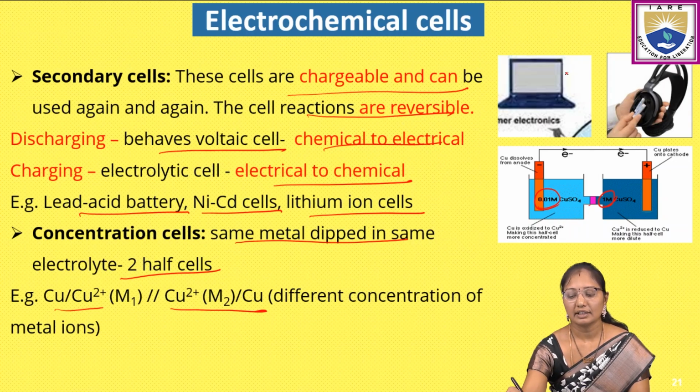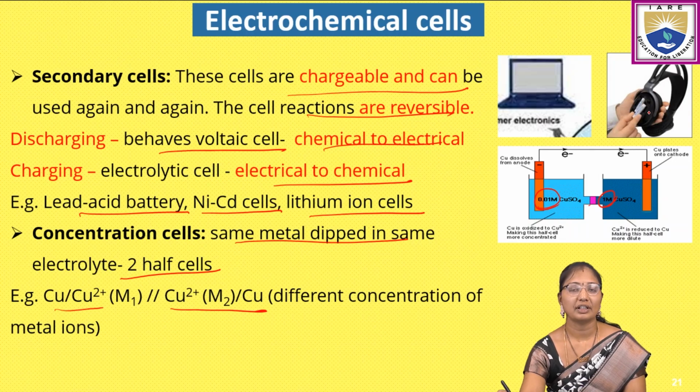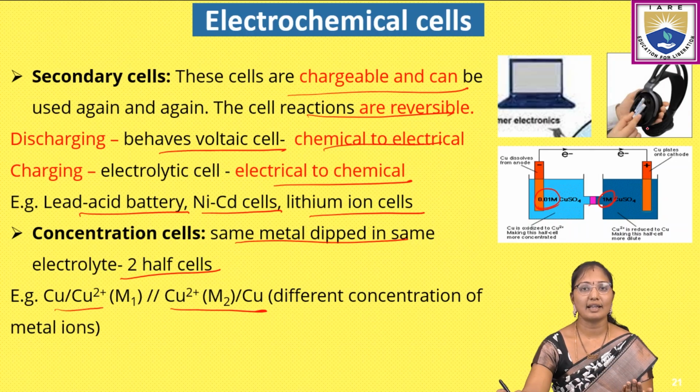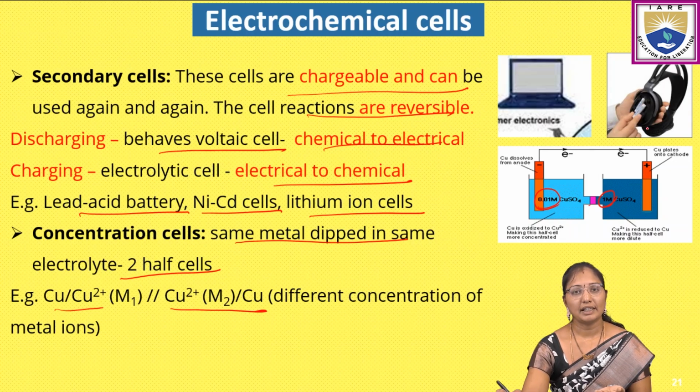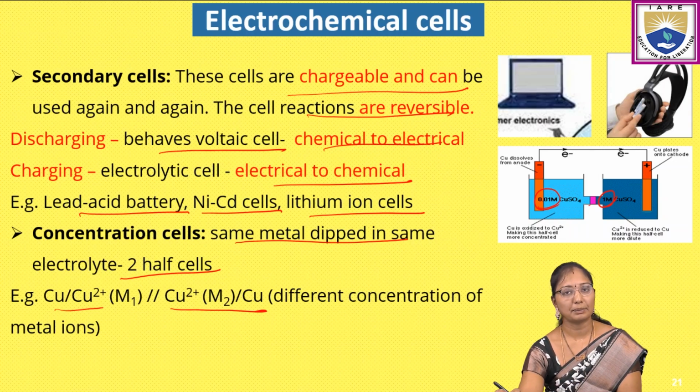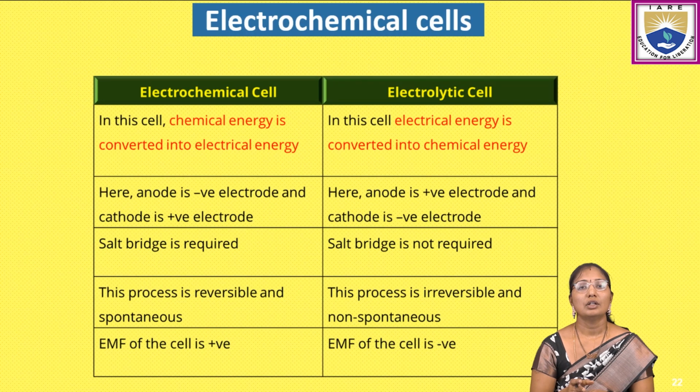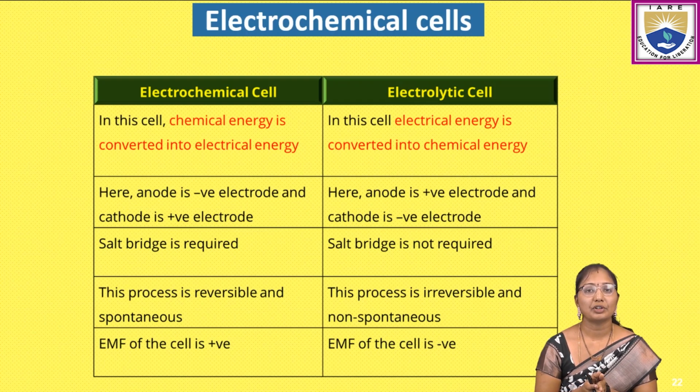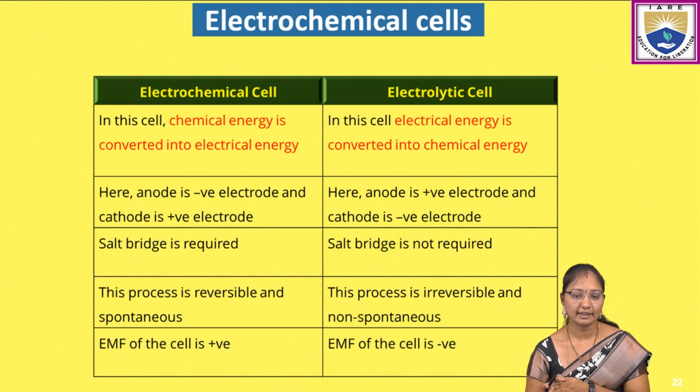So these are the rechargeable batteries in laptops and earphones or earbuds. They can be charged and again we can use them. So in the reaction, during discharging, the chemical energy is converted into electrical energy. When it is charging, we are supplying the current, and the electrical energy is converted into chemical energy. So what is the difference between the electrochemical cells and the electrolytic cells?